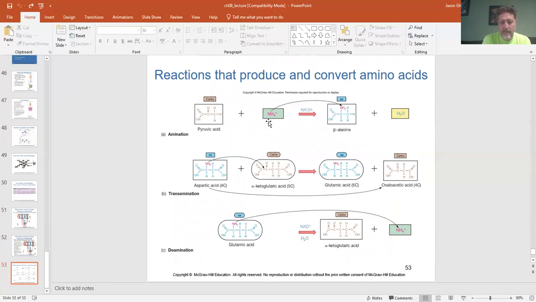Amination is adding the amine. Transamination is moving it from one to another one, but the amine stays there. Deamination is removing that off of there. It's the same with all of these terms. Phosphorylation is adding a phosphate. Dephosphorylation is removing a phosphate. Same concept, so as long as you understand the concept of it, you could put in any word and make it work.